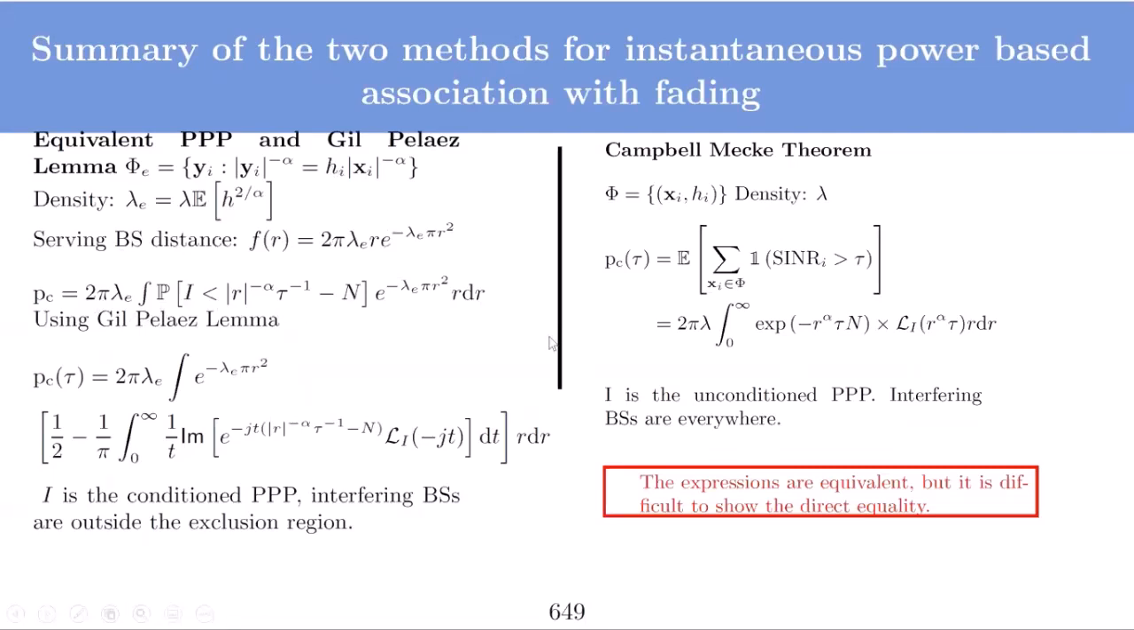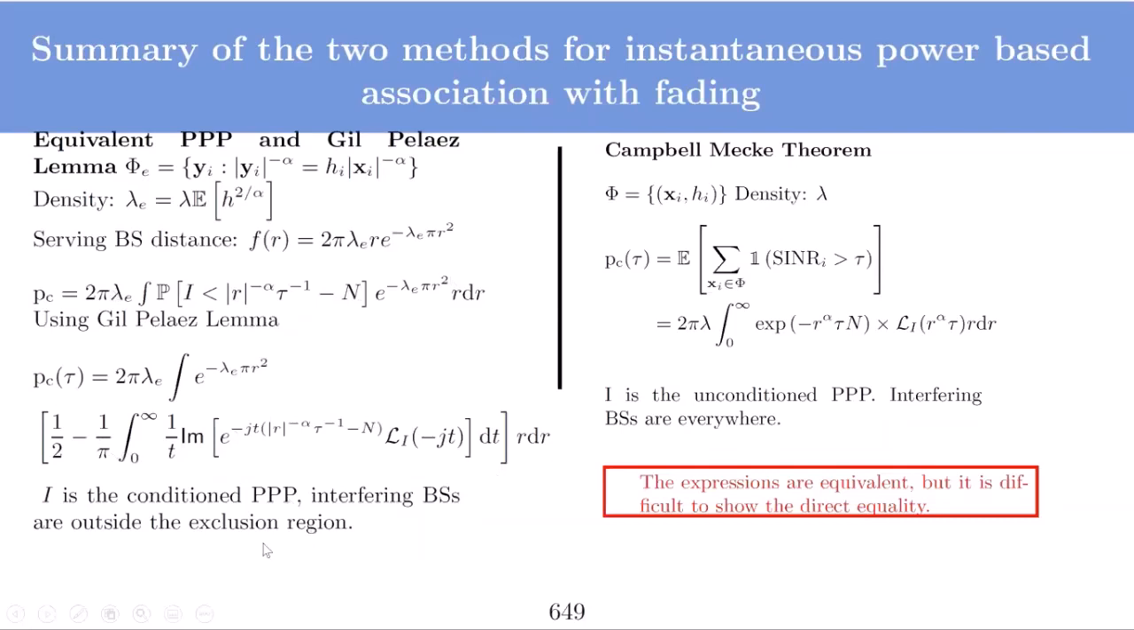Right? This is given because you first condition on the serving base station distance, compute that coverage probability is more than tau, and then you decondition it. Now to compute the CDF, I will apply the Gil-Pelaez lemma. I know the Laplace transform. So using the Gil-Pelaez lemma, the coverage probability can be written in this form.